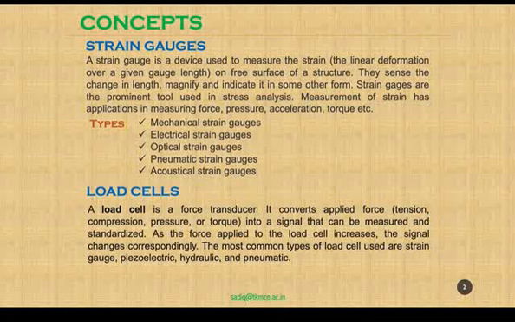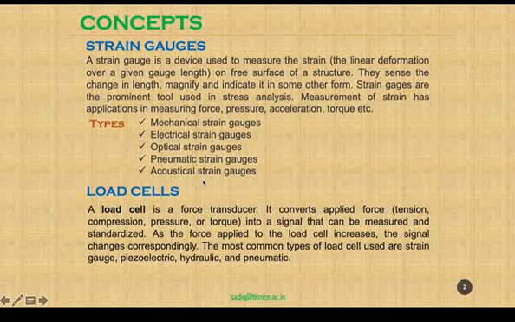There are various kinds of strain gauges based on the mechanism by which the strain is sensed. We have mechanical strain gauges, in which mechanical movements are used to sense the strain. Electrical strain gauges use electrical principles to sense a strain. Like that, we have optical strain gauges, pneumatic strain gauges, acoustic strain gauges, etc.